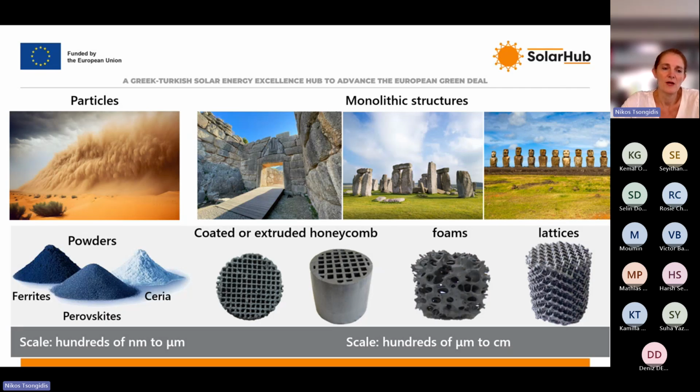And in all these different approaches, we are working on the scale of hundreds of nanometers to micrometers for the case of powders and their use in reactors. While in the case of the monolithic structures, we are dealing with higher sizes, hundreds of micrometers for the case of the coatings and the channel wall thickness of the structures, up to centimeters.